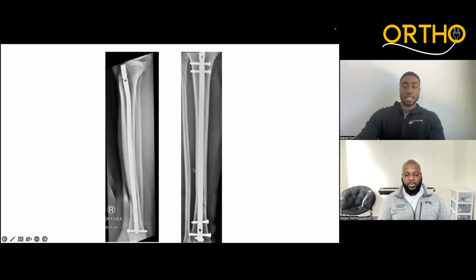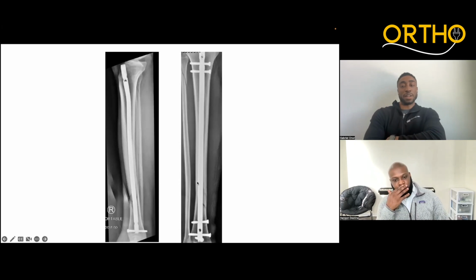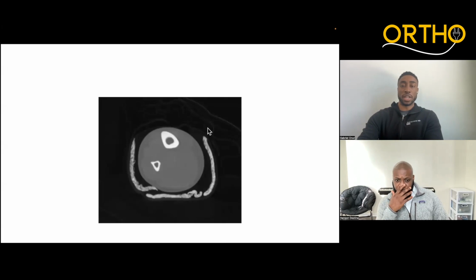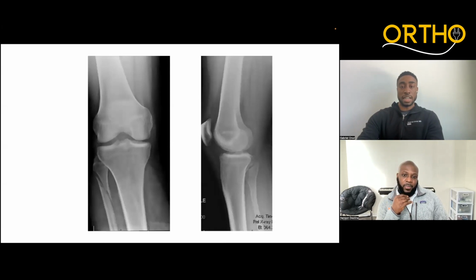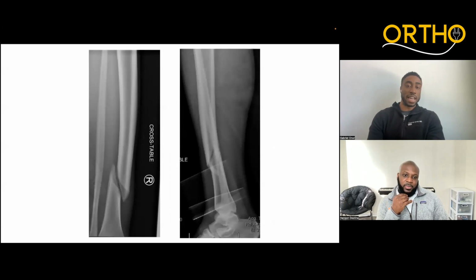If you can imagine the mechanism, I didn't even mention the mechanism that this patient had, but just looking at the initial x-rays, it can kind of clue you into, hey, how did this happen? So you have a spiral fracture. The most likely mechanism is going to be a twisting mechanism.